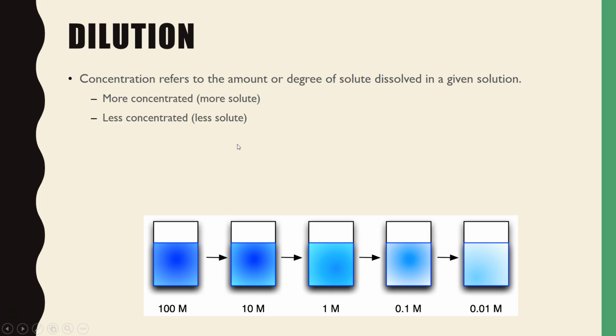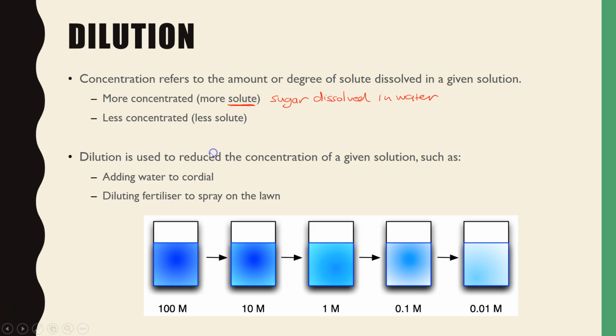So concentration, we've already talked about that, and that refers to the amount or degree to which a solute is dissolved in a given solution. If something is more concentrated, it contains more solute, which means it will have a greater amount of sugar dissolved in water. Similarly, if we have a less concentrated solution, it means we have less solute or less sugar dissolved in water. We can see here that the concentration of the solution is decreasing each time by a factor of 10. This is the process of dilution.